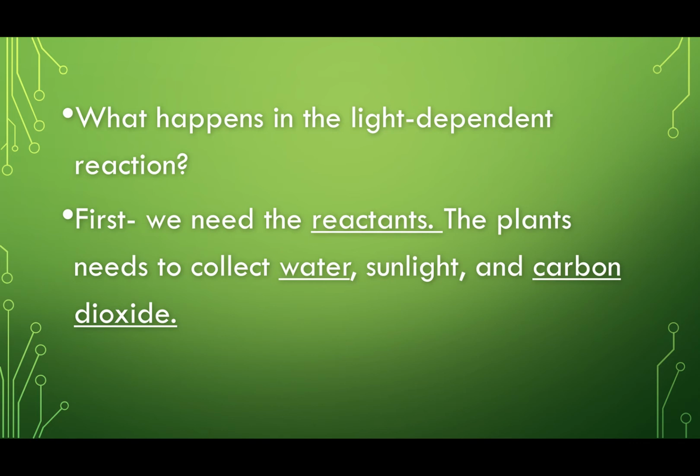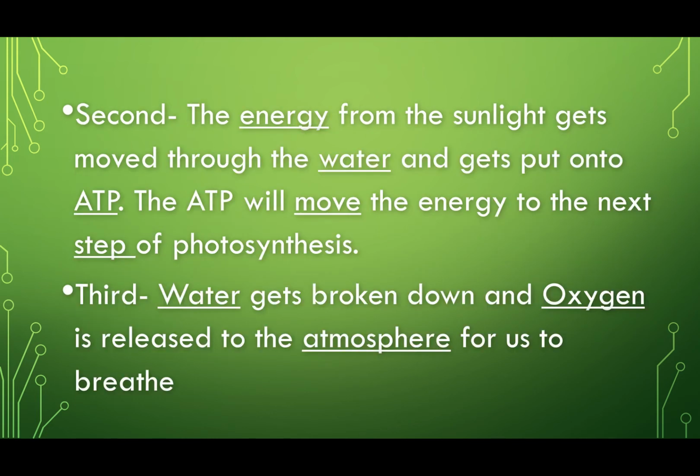And plants take in carbon dioxide through their stoma. That's the little pores in the leaves. They take water in from the roots, and they take sunlight in their chloroplast, deep in their chlorophyll. So first, get the reactants. Second, the energy from the sunlight. Remember, sunlight's just a big ball of energy. We call that a photon. It's just a bunch of energy.